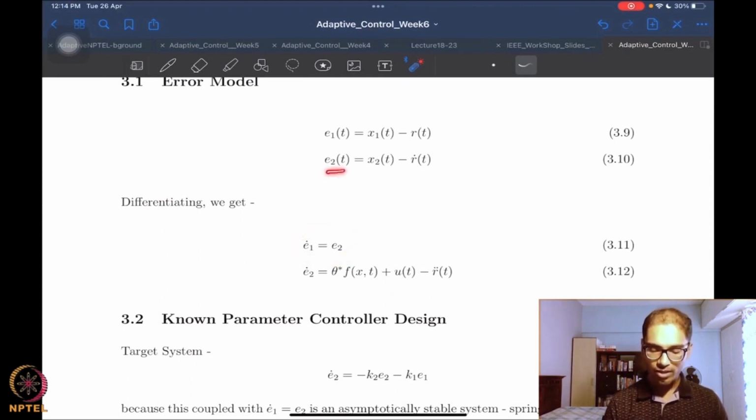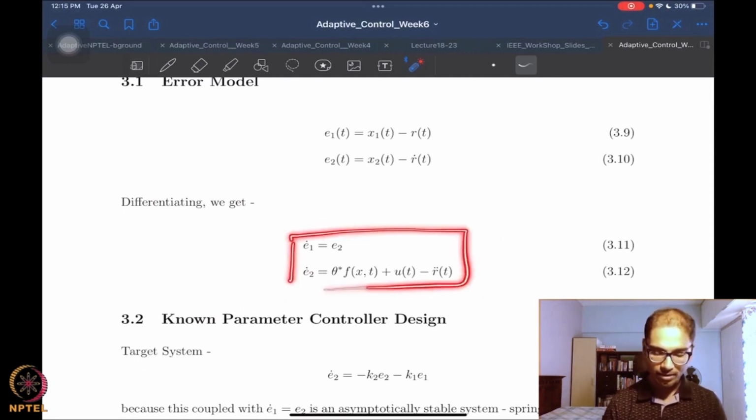And then E2 dot is just x2 dot minus r double dot, so the second derivative of r. And so I just write x2 dot here and then minus r double dot. Okay. So this now becomes the dynamics that we are going to work with. This becomes our error dynamics.